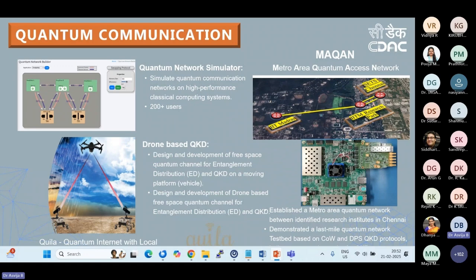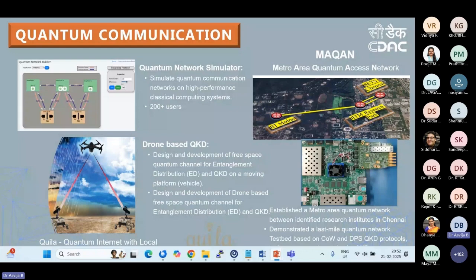And this initiative happens to be one of the very few such initiatives worldwide. And we have been able to successfully demonstrate QKD in the metro area regime by connecting multiple institutes in Chennai. And we also have plans for extending this network to a long distance quantum communication network, which will lead to further advancements in what we call the quantum internet, by extending the range of this communication network to thousands of kilometers.